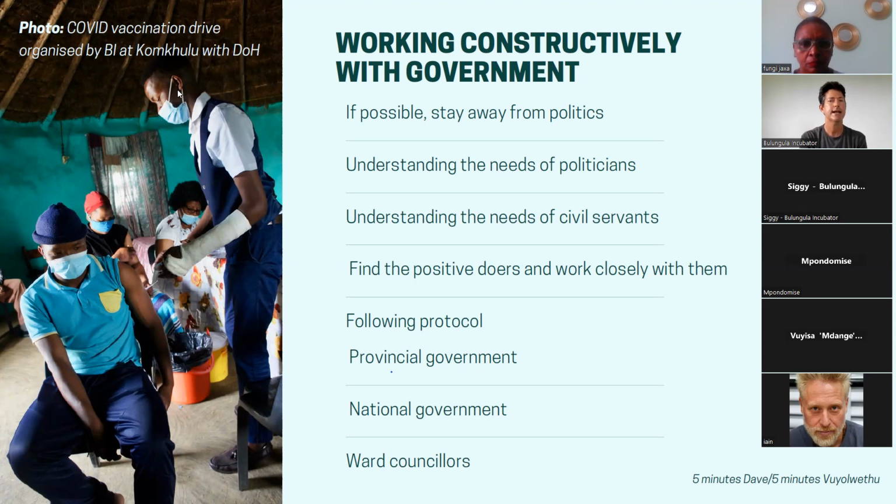Similarly, understand the needs of civil servants, who are obviously completely different to politicians. The worst thing you can do is embarrass a civil servant in front of their superiors. So it's important to understand the protocol and work as best you can with local officials, and only jump over them when you literally can't get anywhere. But as I said, finding the doers and working closely with them is part of that process.